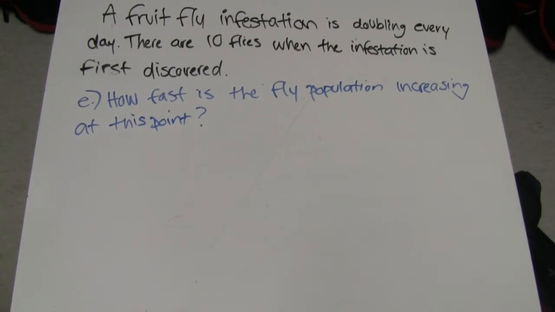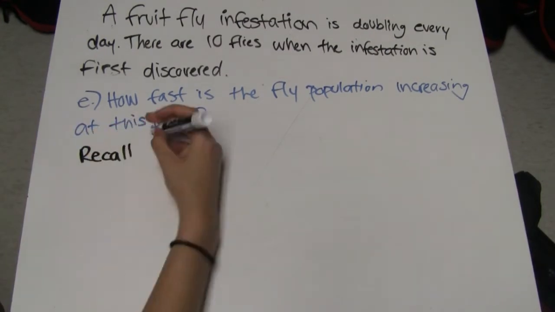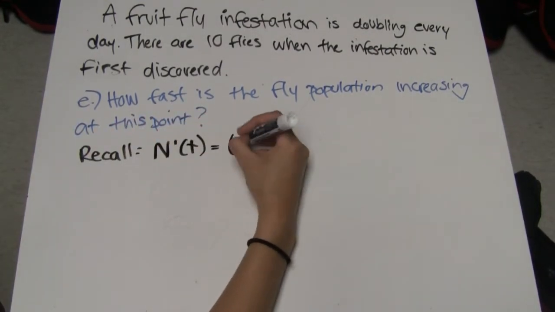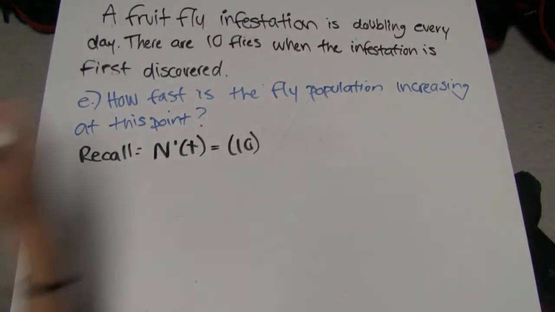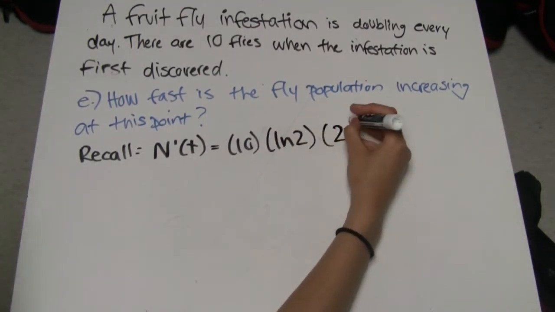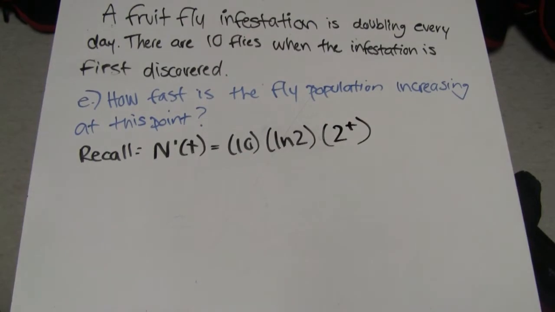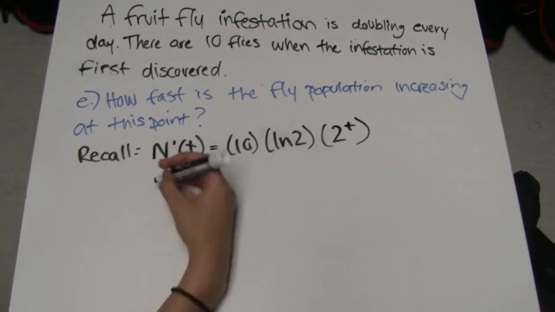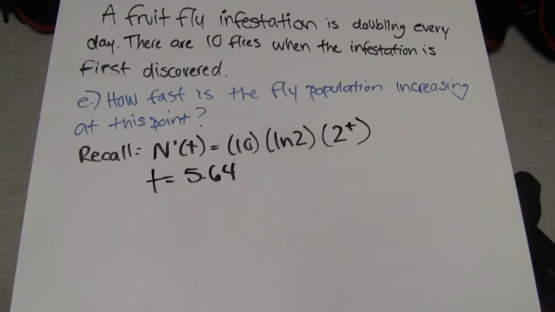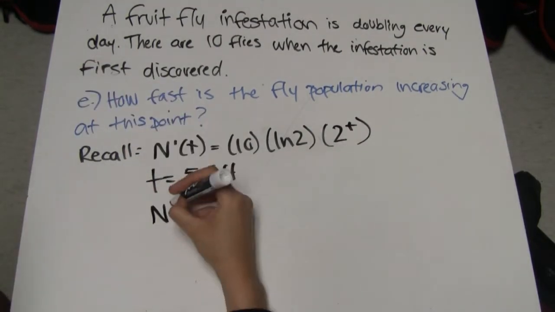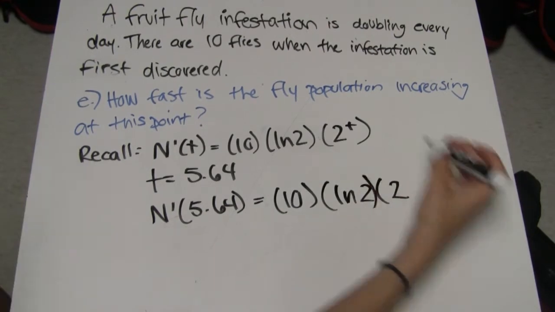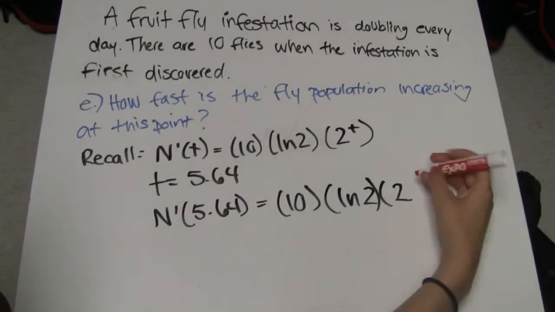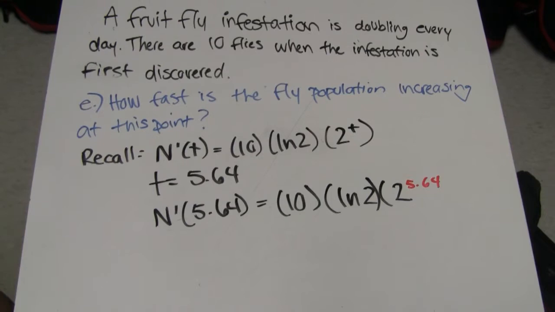Now for the final part, part E. How fast is the fly population increasing at this point? This solution is proceeded in the same fashion as part C. To find how fast the flies are increasing at any time, differentiate the function with respect to time. Use the derivative function found in part C and plug in your known value. We will first state our knowns from part D of t equals 5.64 days. We will not round off our previous answer to achieve a more accurate result.